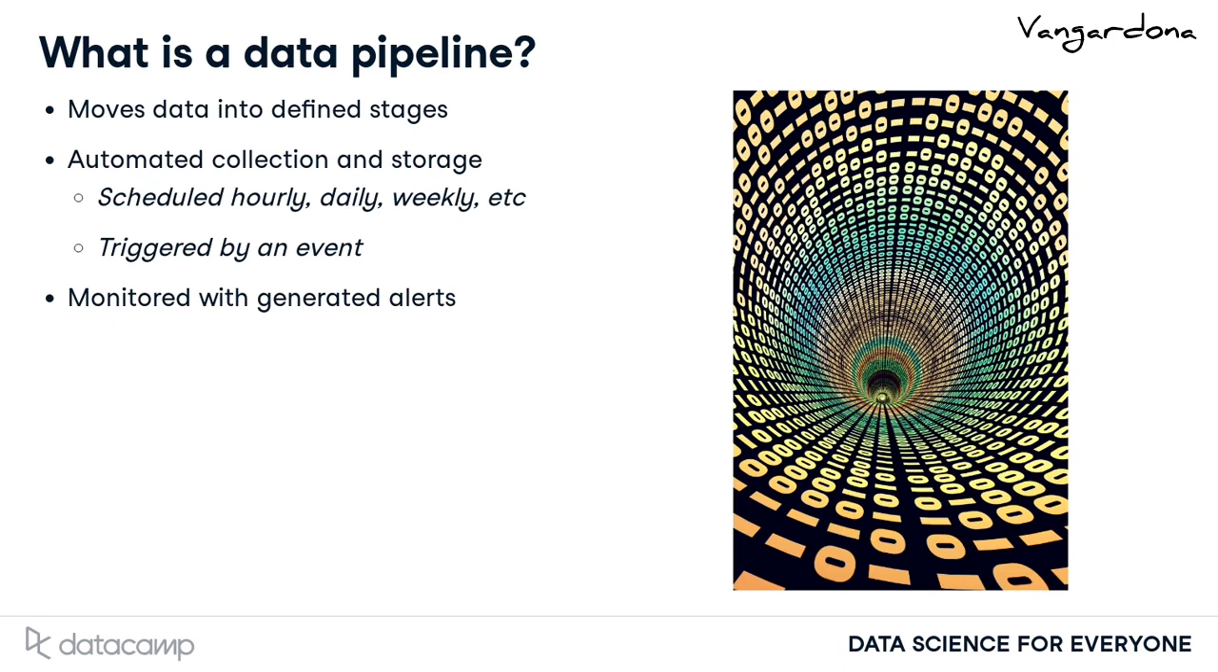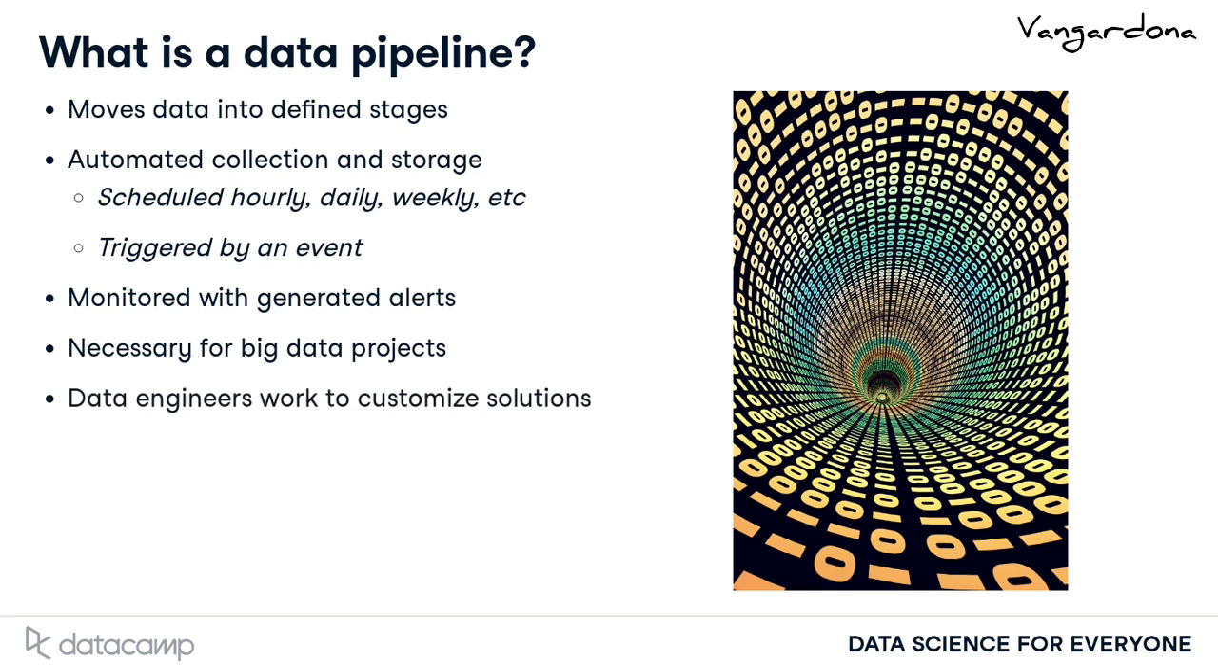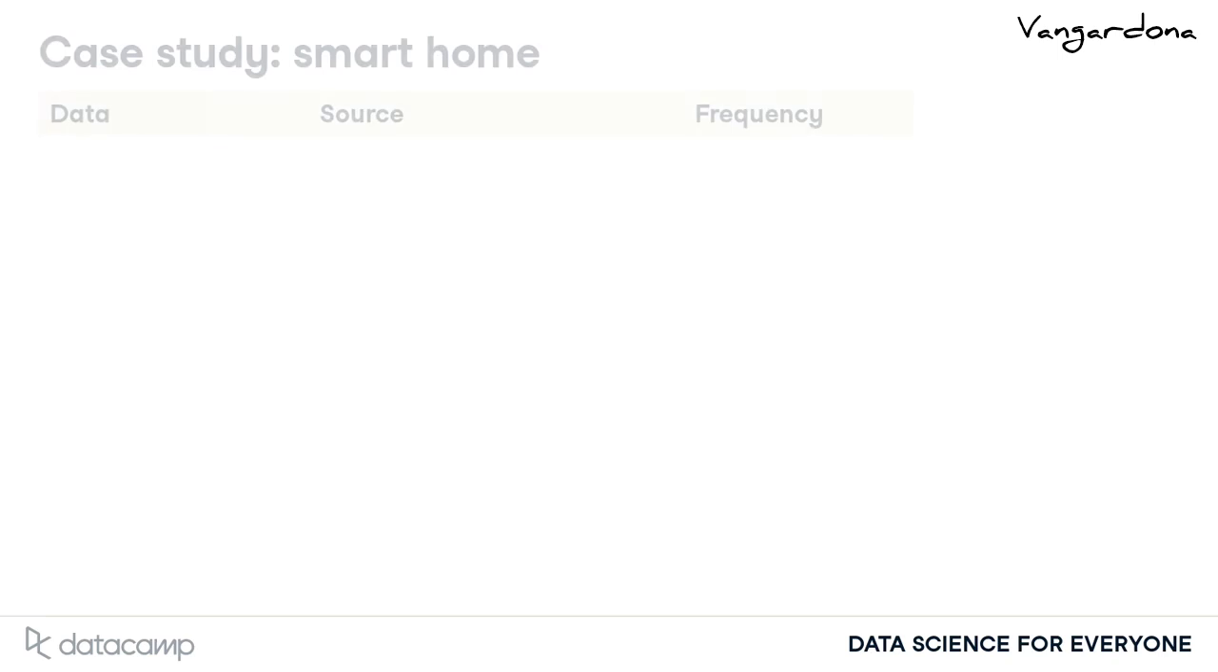Data pipelines aren't necessary for all data science projects, but they are when working with a lot of data from different sources. There isn't a set way to make a pipeline. Pipelines are highly customized depending on your data, storage options, and ultimate usage of the data. ETL, which stands for extract, transform, and load, is a popular framework for data pipelines. Let's explore it with a case study.